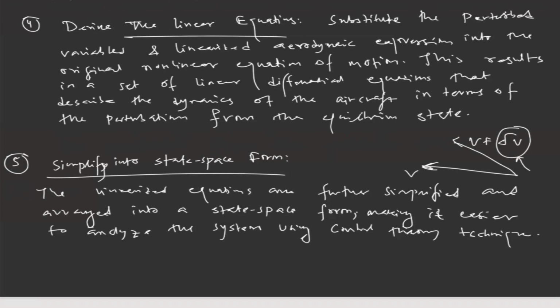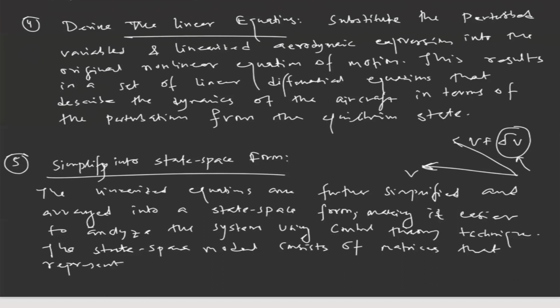Let me write one more sentence here. The state space model consists of matrices that represent the dynamics and control input effect on the aircraft, in terms of perturbed state.